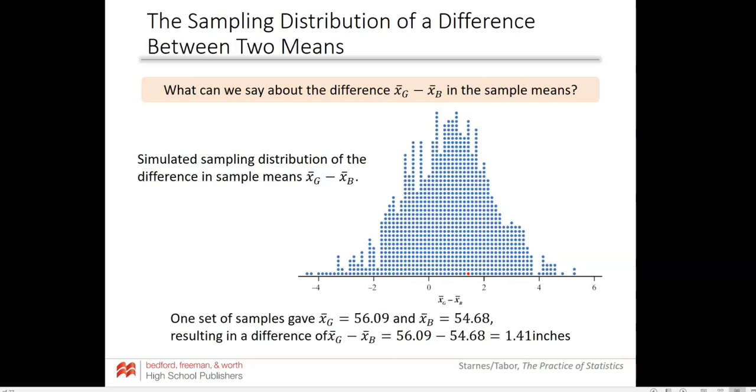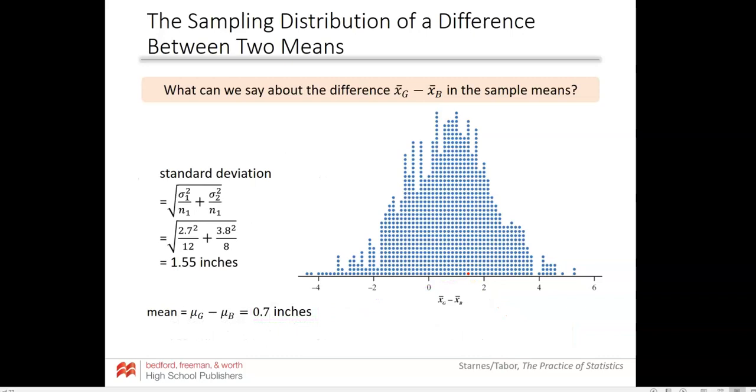This is just saying what each one of those points represents. The 1.41 inches there. That dot means they took a sample of a certain size, and then they just subtracted that particular girl minus the boy height there, and they got a difference of 1.41. And so each one of those is a difference in the sample means, the average there.